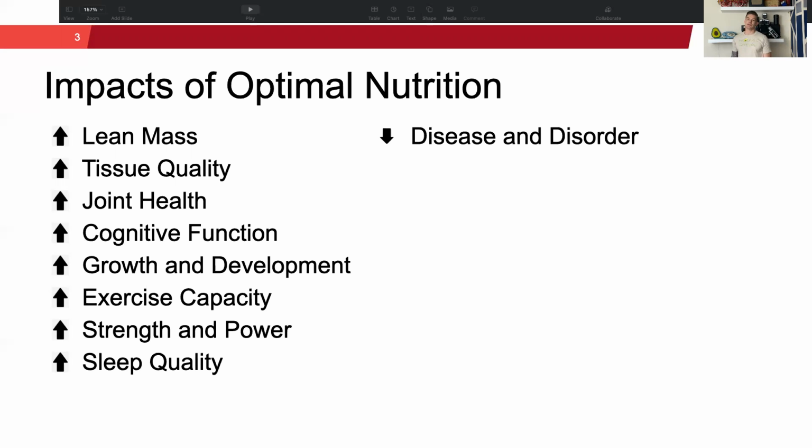decrease disease and disorder, decrease your fat mass, and decrease your risk of injury. So as you can see, there's a lot of pros, but not really any cons. There's a lot of reductions there, but they're all things that we need to reduce. So tell me, on the list there, what is it that you don't want to achieve?